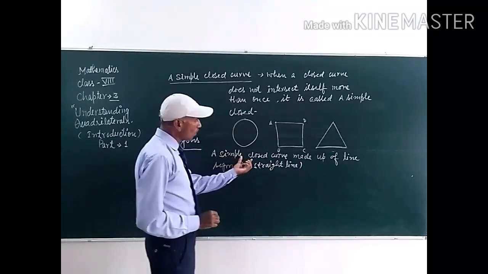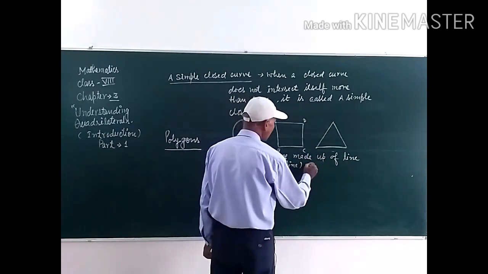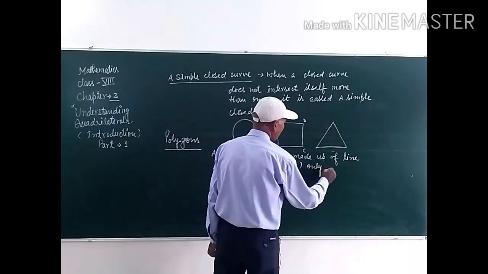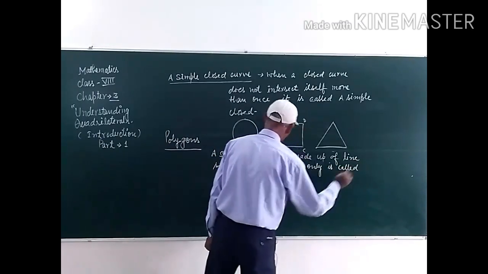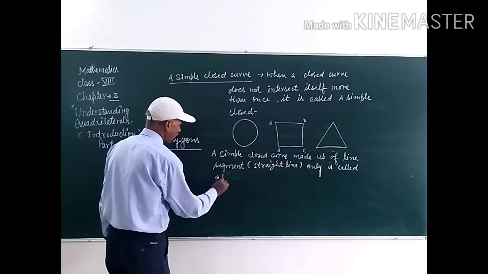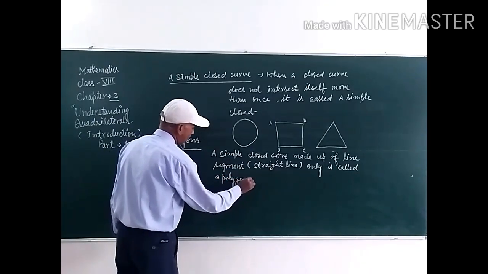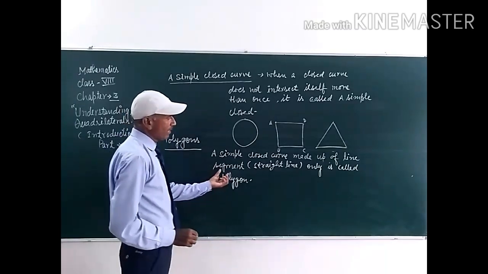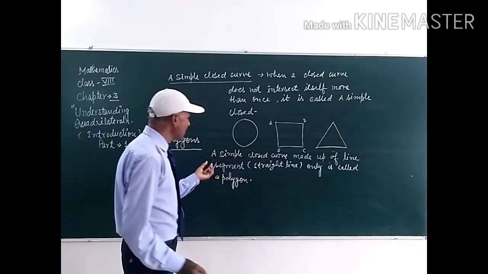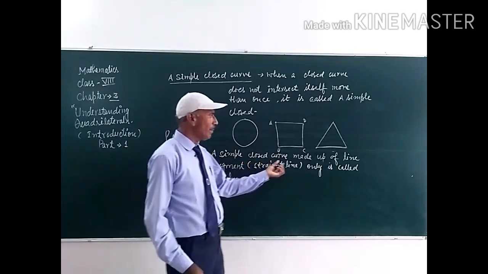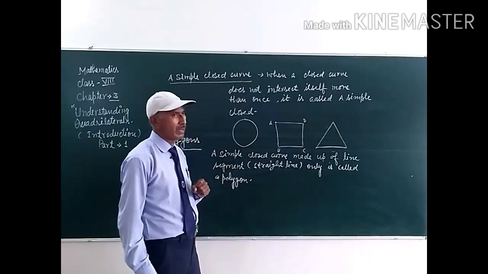A simple closed curve made up of line segments only is called a polygon. Student, it is important that it is made up of only line segments. A simple closed curve made up of line segments only is called a polygon.